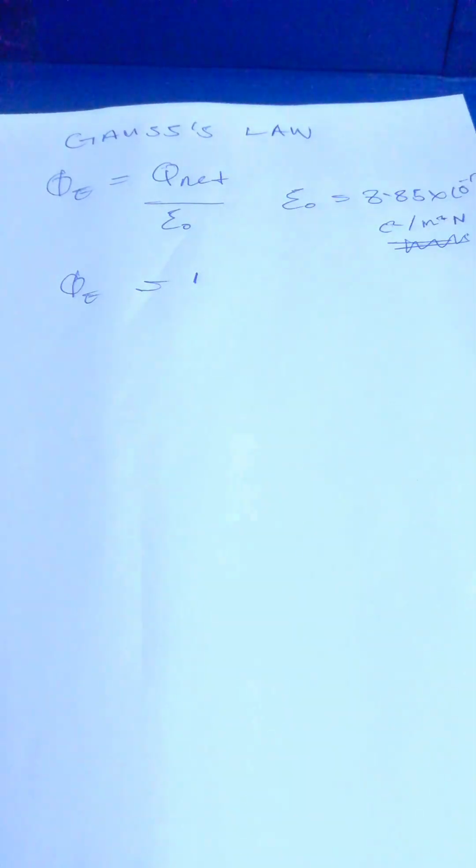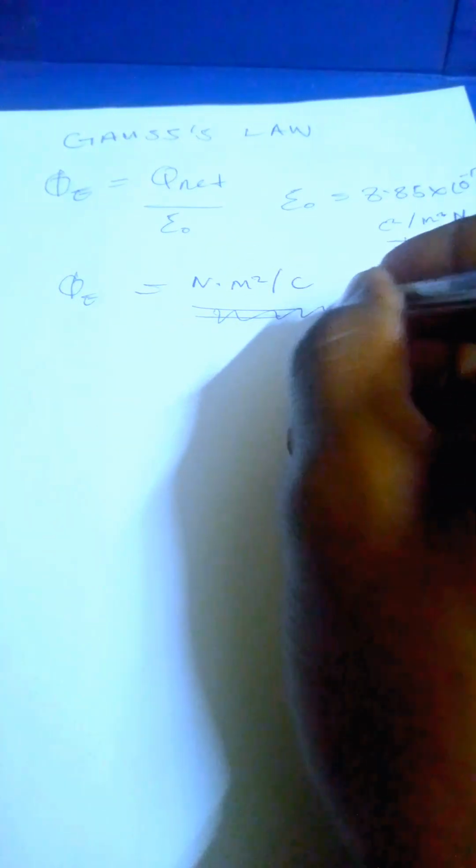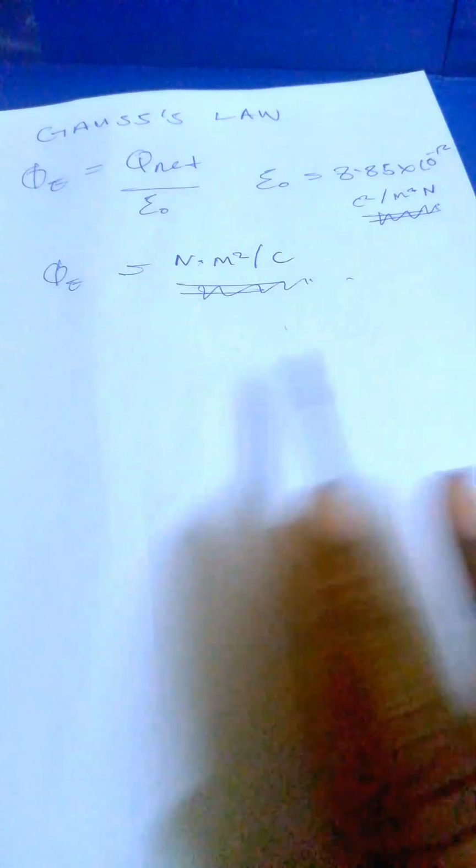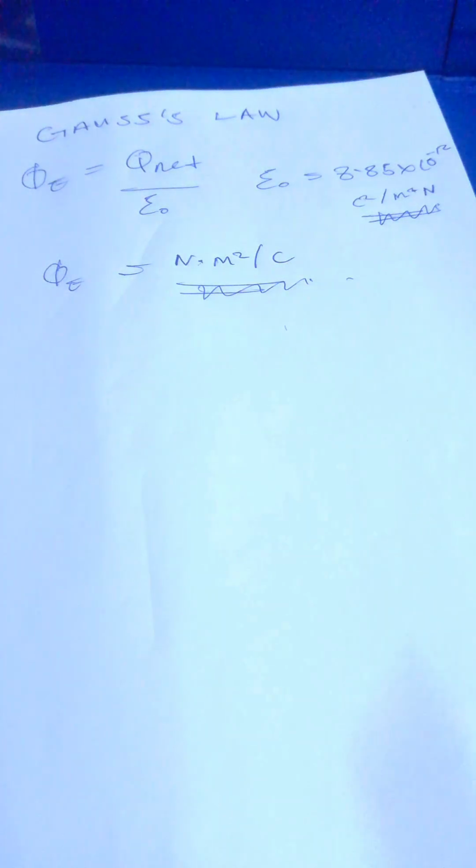Then the unit for electric flux is newton meter squared per coulomb. So these are the units for electric flux. Since we have multiple units, we apply this principle whereby we separate the units with a dot. So this is the formula for Gaussian law, which you have to know.